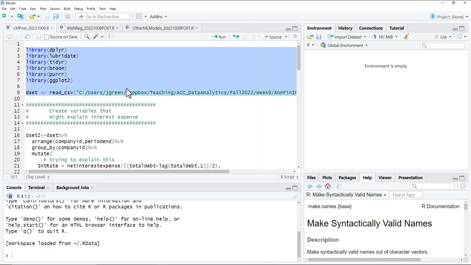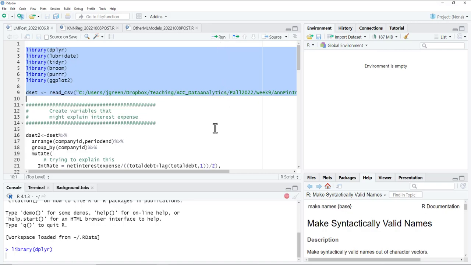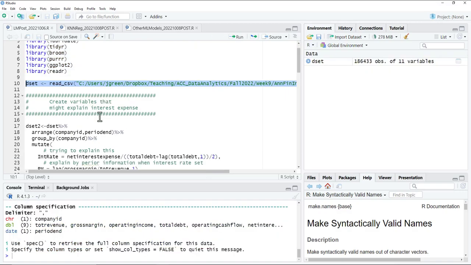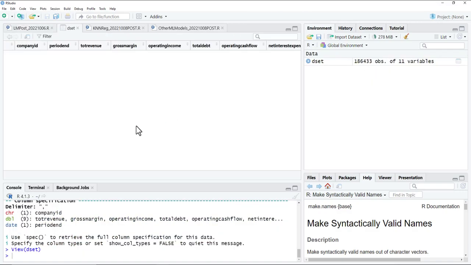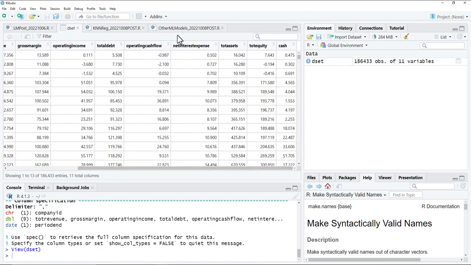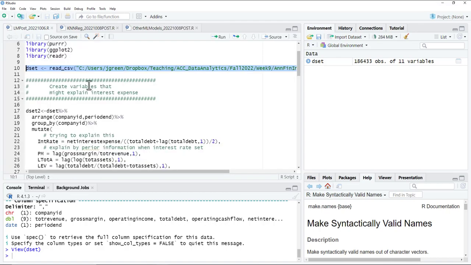So first we're going to read in the data set that all three of these videos will use. This one is data from annual financial statements. And the thing that we are going to try and explain is interest expense. So here we have net interest expense, and we're going to have that as a rate rather than a dollar value. So all of these are dollar values in millions. So we're going to create that variable that we're going to explain, and then some other variables that we're going to use to try to explain interest rate, and then we can apply that to try and predict as well.